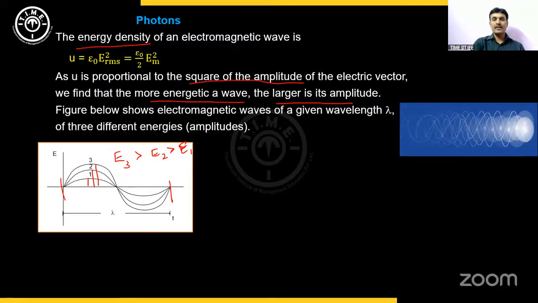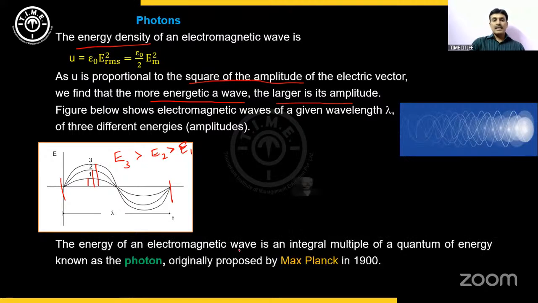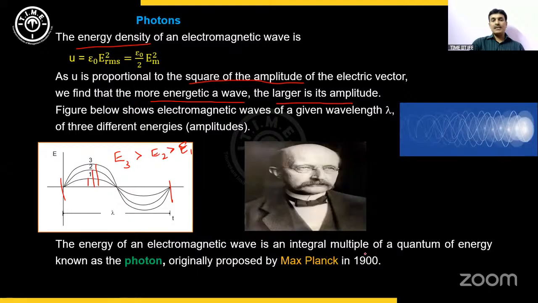Understood? Yes. The energy of an electromagnetic wave is an integral multiple of a quantum of energy. That quantum of energy is nothing but the photon. It was proposed by Max Planck in the year 1900. Any energy associated with an electromagnetic wave is an integral multiple of the quantum energy of the photon. So that's why we say E is directly proportional to nu. E is equal to h into nu, where h is Planck's constant.